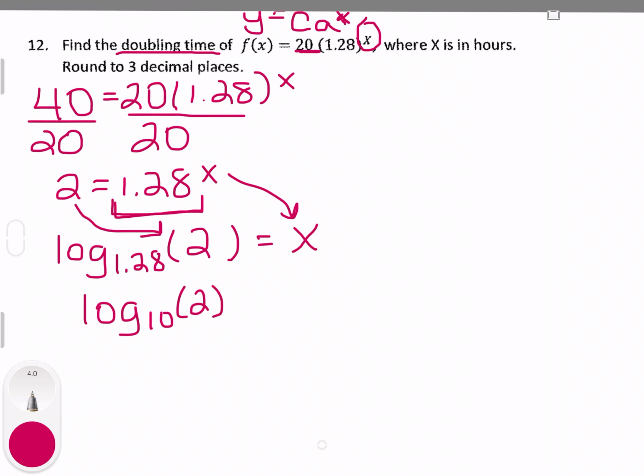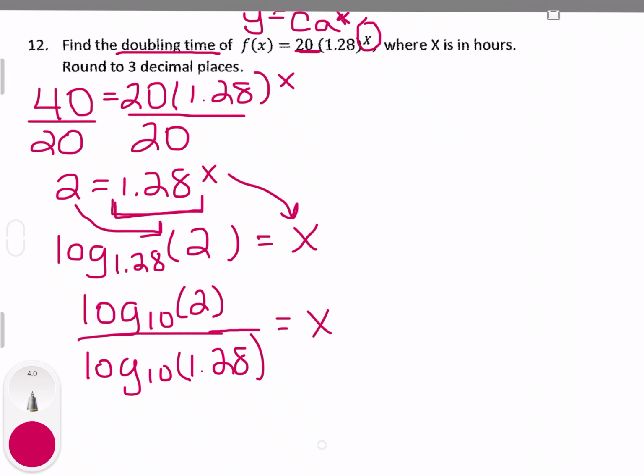So you can plug this into your calculator, if you can change the base of your log in your calculator. If not, we can use the change of base formula, which is going to be log base 10 of 2 divided by log base 10 of 1.28, because remember, it is your log of divided by your log base, and that's going to equal x.